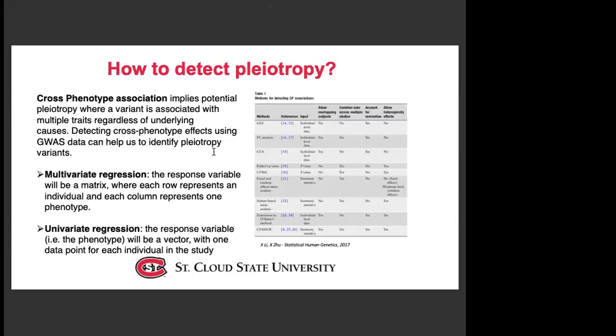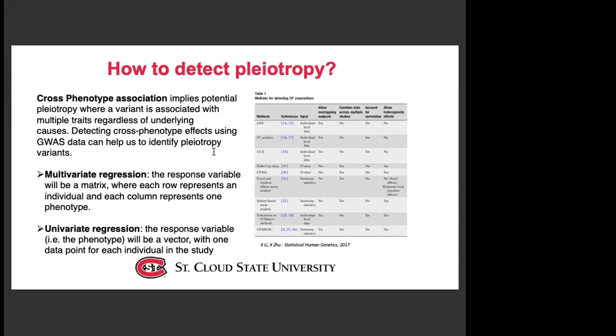There are two types of studies proposed to identify those SNPs that are associated with more than one trait. The first one is called cross-phenotype association. When you scan the genome, you take one variant at a time, but you have multiple phenotypes. By doing this, you will be able to find association between one variant and multiple phenotypes. Another one is multivariate regression, where the response variable is a matrix. You have one variant, and the response variable is multiple traits.